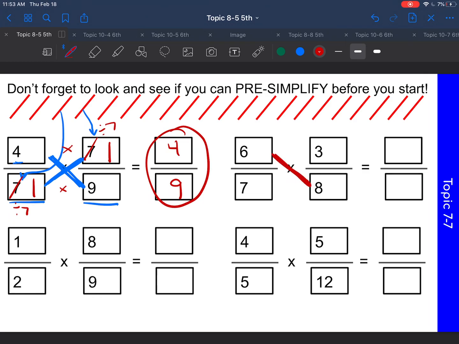Okay, so let's look at this next one. Look diagonally this way. Okay, can 6 or 8 be divided by any number? Do they have any common factors?